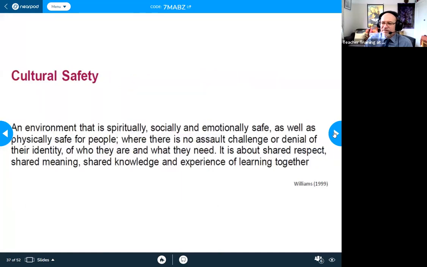This is another of Professor Vijay's slides there. I just left it in because I thought it was quite a nice definition of inclusion. There's no challenge or denial of their identity, of who and what they are. Shared respect, shared meaning, shared knowledge, shared experience of learning.